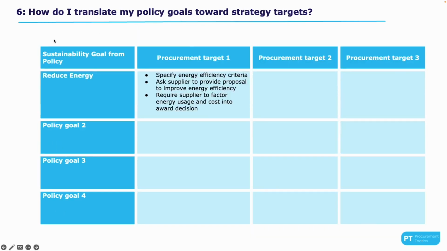That brings us to question number 6. How do I translate my policy goals towards clear strategy targets? Here, just finish what you have already been doing in 2.9 with the feedback from the internal stakeholders. So this is the example of a sustainability goal which you have included in your policy, for example, reduce energy, but these can of course be different variables to import. Then you link them towards your own specific targets.